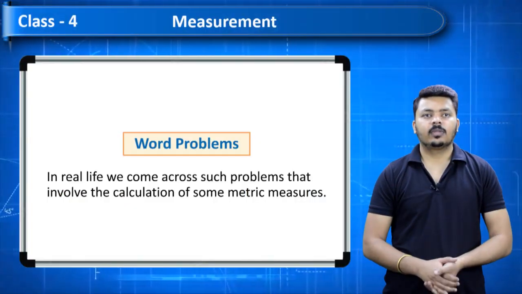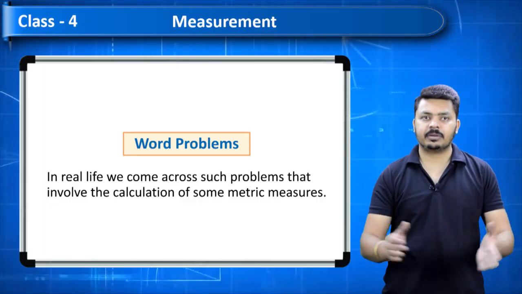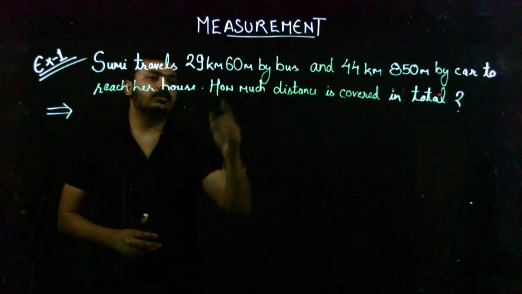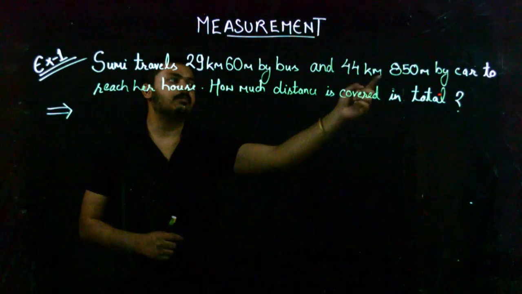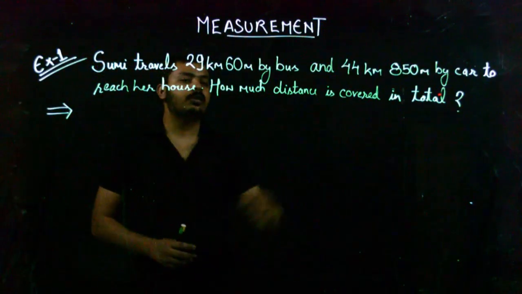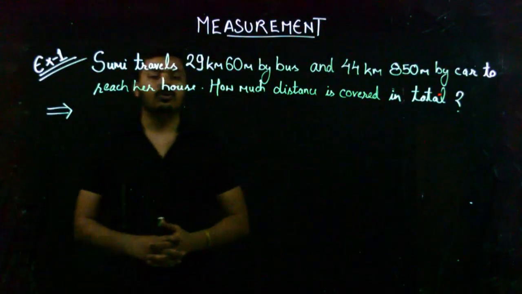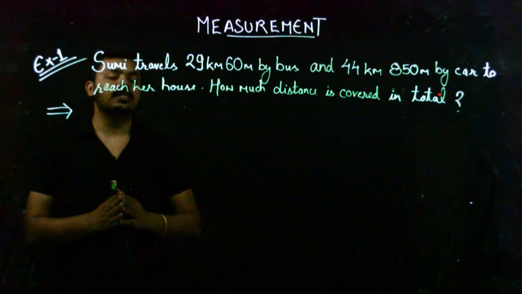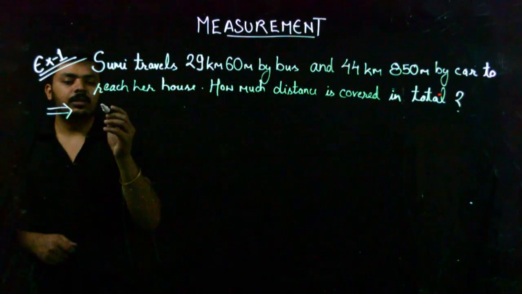Word problems. In real life, we come across such problems that involve the calculation of some metric measures. Example 1. Sumi travels 29 km 60 meter by bus and 44 km 850 meter by car to reach her house. How much distance is covered in total? So Sumi travels some distance by bus and some distance by car. So we have to find the total distance she has covered. So to find the total distance, we have to add both of the distances. So first, let's start.